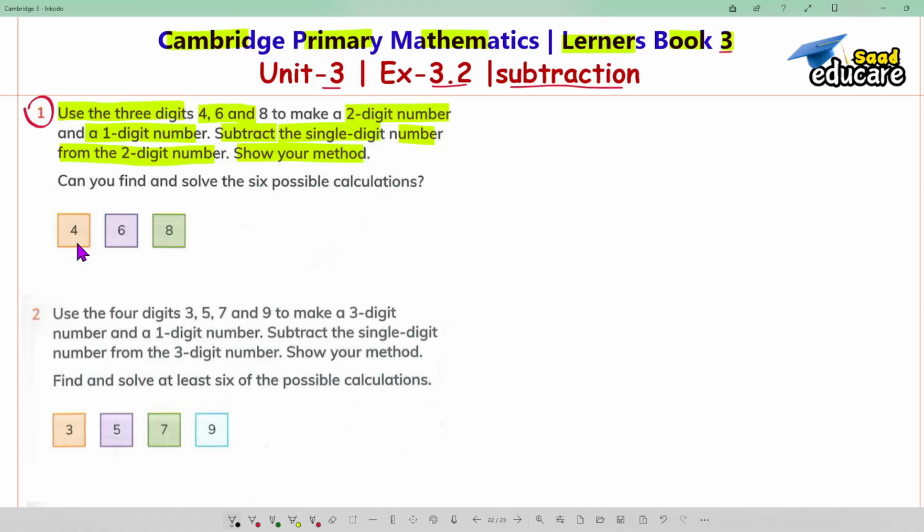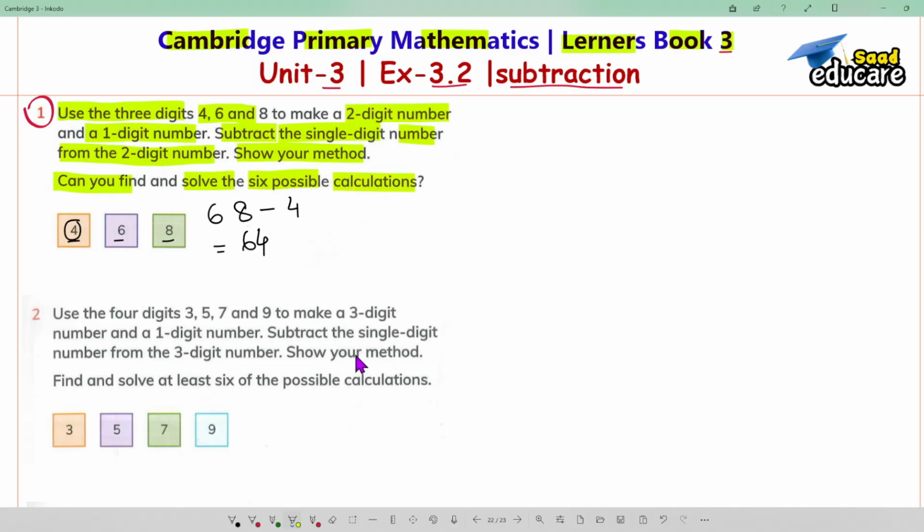Here are the 3 digits 4, 6, 8. Suppose we take the 2 digits 6 and 8. So it's 68 and 4 is left. So we just subtract the single digit, which is 4, from the 2-digit number. Our answer will be 64. Very simple. But here it mentions, can you find and solve the 6 possible calculations?